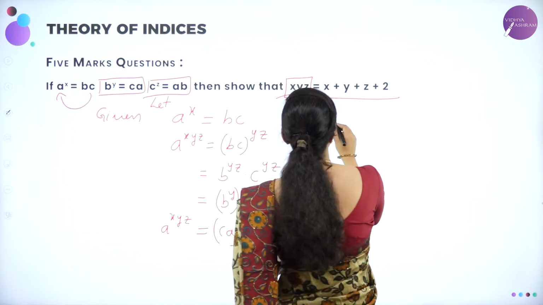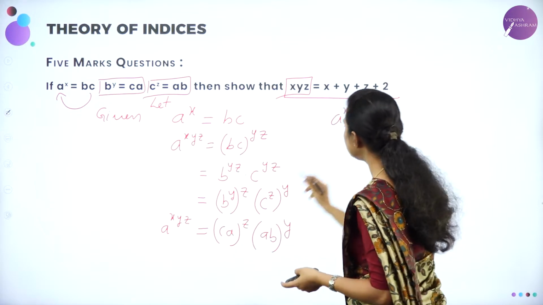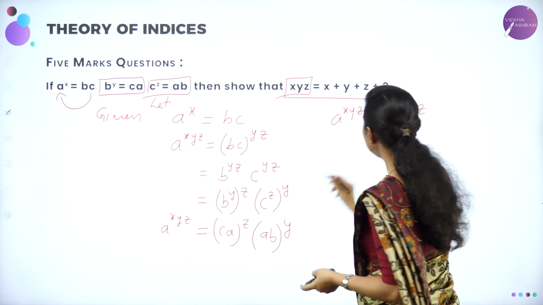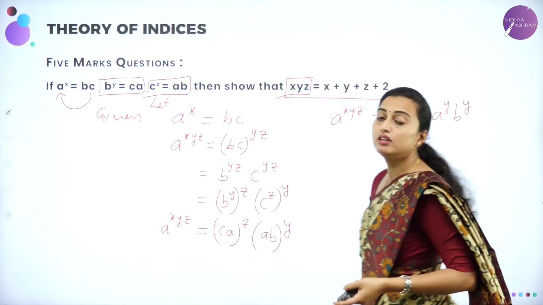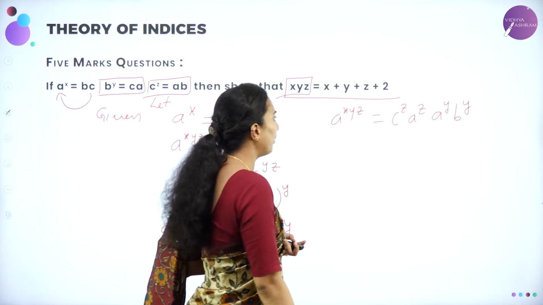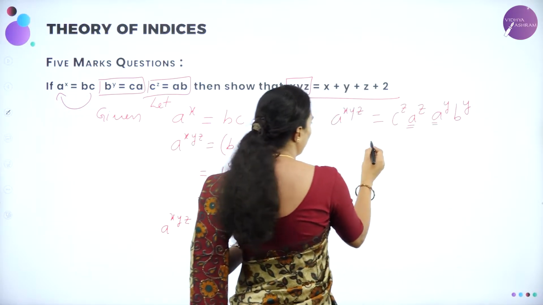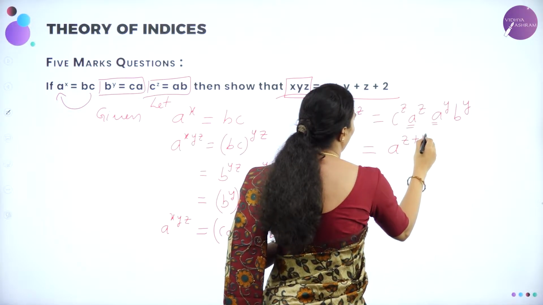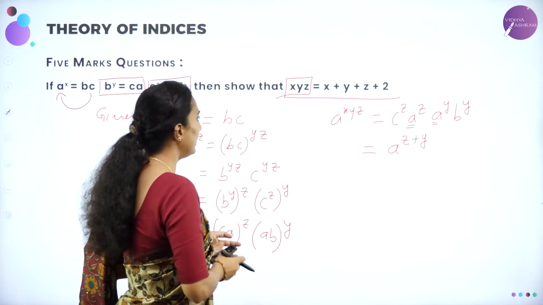You are going to have a power xyz is equal to c power z into a power z into a power y, b power y. Correct? So the bases are the same, I can add the powers. Here the bases are the same, correct? So therefore it will become a power z plus y. Correct?